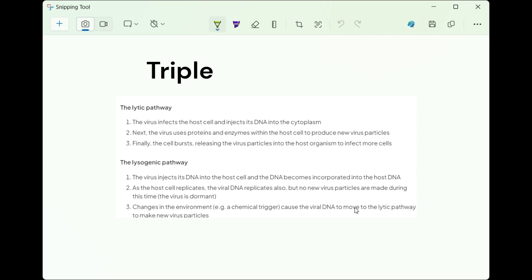In the lysogenic pathway, again, it begins with the virus injecting its DNA into the cell, but this time, instead of exploding, the cell will replicate and create more virus cells. Afterwards, it'll go back to the lytic pathway. So the lysogenic one will eventually lead to the lytic one as well.